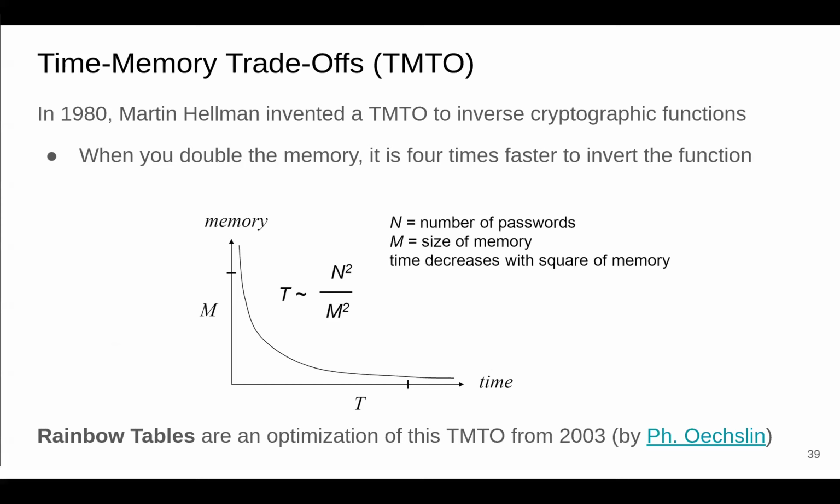That was already discussed in the 1980s by Martin Hellman, also a Turing Award winner, to invert cryptographic functions. When you double the memory, it's 4 times faster to invert the function. And it's pretty much what I meant, right? You're trading off time versus storage to some extent.